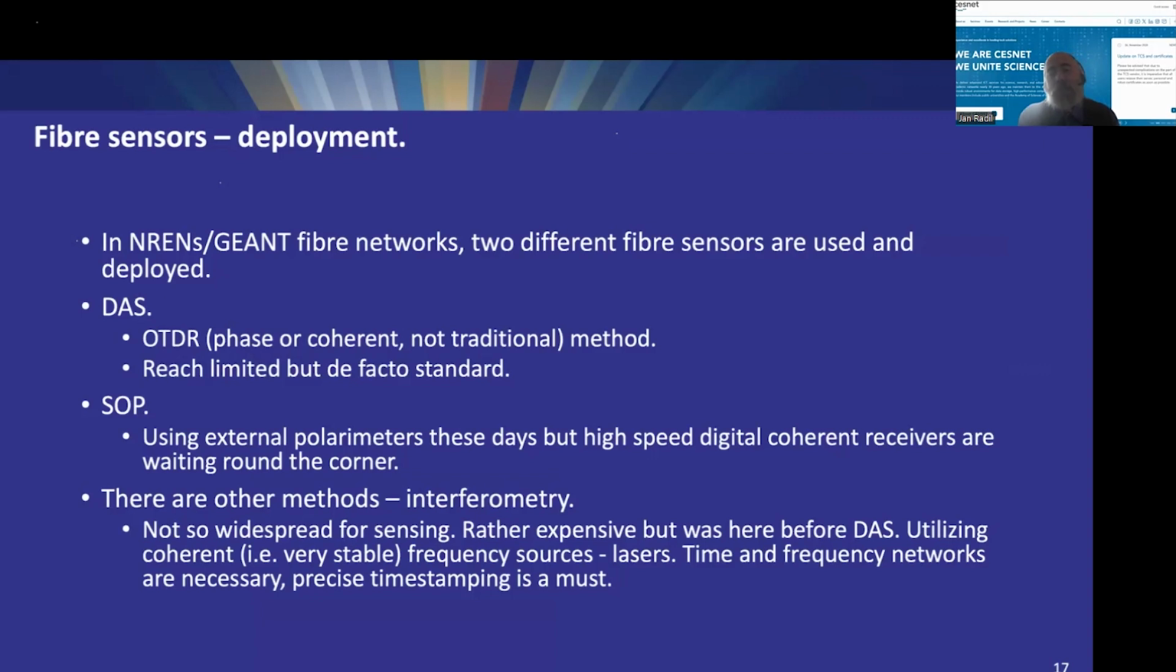Also, we can say that there are other methods, for example, interferometry, but this method is not so widespread because you really need a very, very good laser. And even this method was here before DAS. It's definitely used only in a few fiber networks, because it is one thing to build your interferometer and try to measure the speed of light, which was done more than 100 years ago. But to use interferometry for fiber sensing, you need time and frequency networks. Again, precise time stamping is very, very important. Without it, it cannot be used for sensing. Okay, next, please.